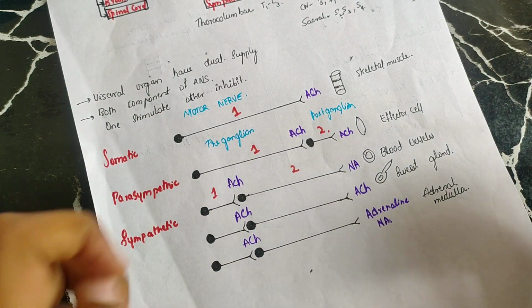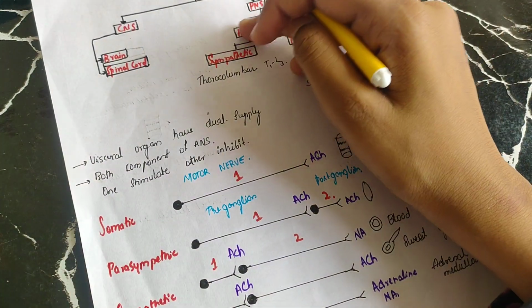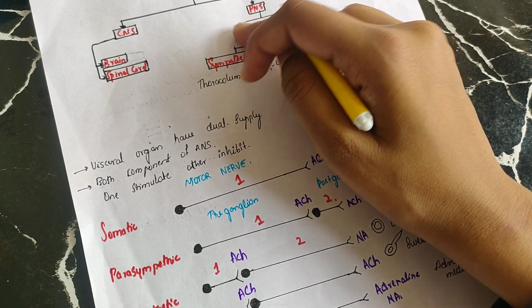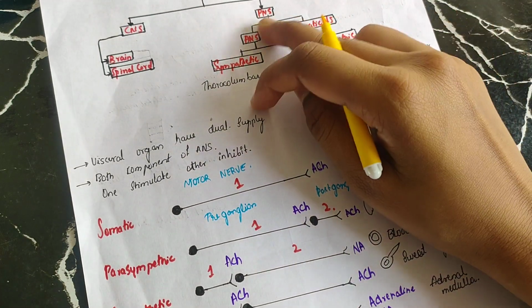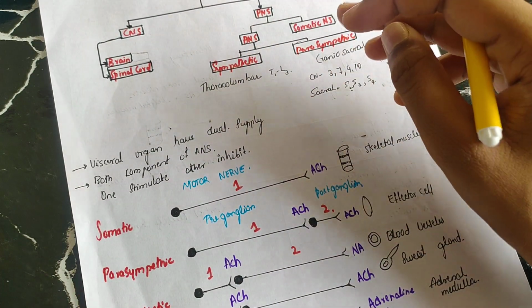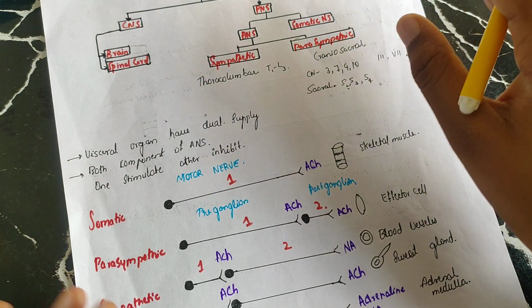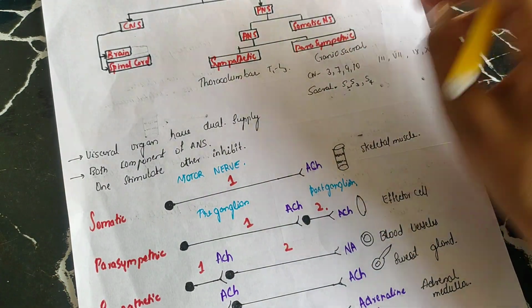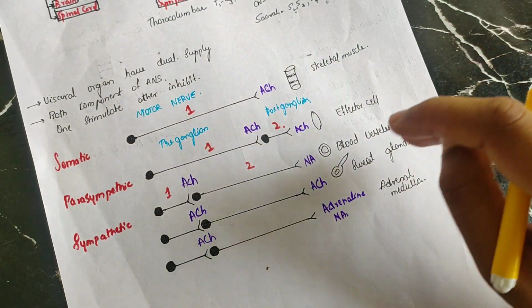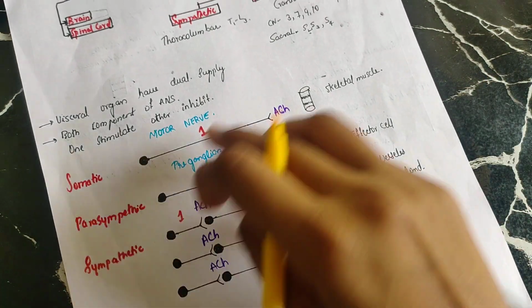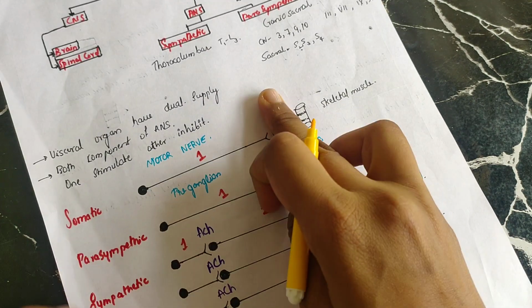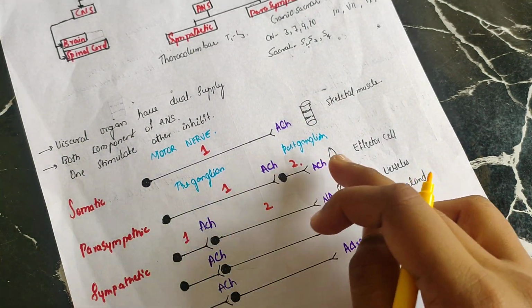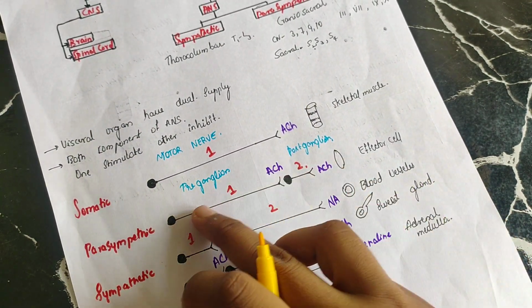The autonomic nervous system regulates only involuntary muscles, like the heart, urinary bladder and smooth muscles. It regulates all these smooth muscles and glands, whereas the somatic nervous system regulates the voluntary muscles, that is, the skeletal muscles. The somatic nervous system has only a single neuron, whereas the autonomic nervous system has two neurons. See, one and two neurons are there.